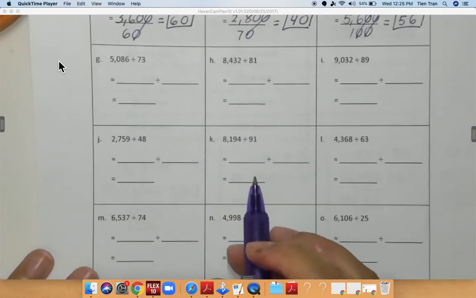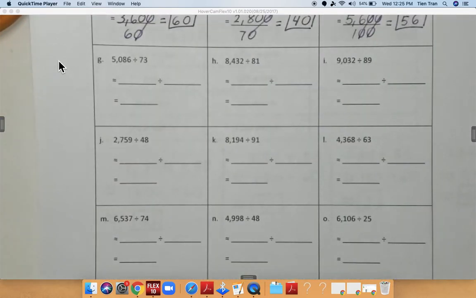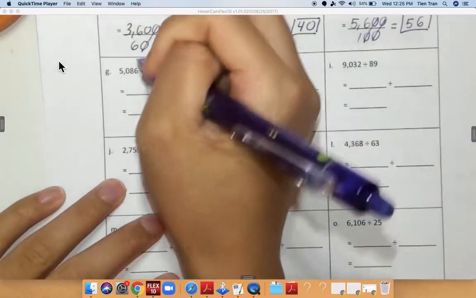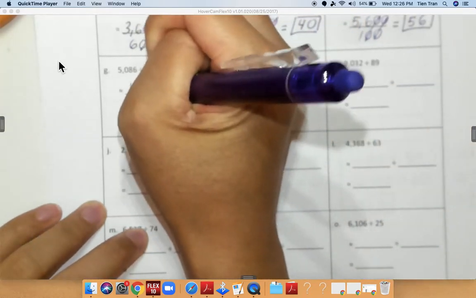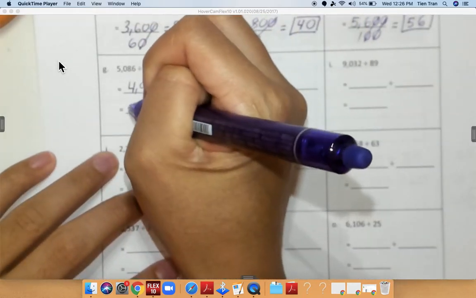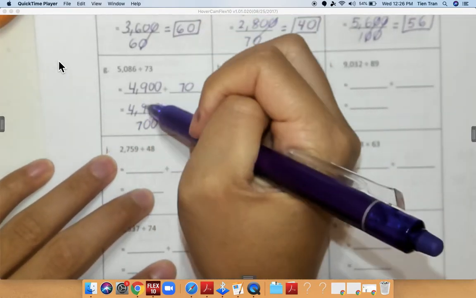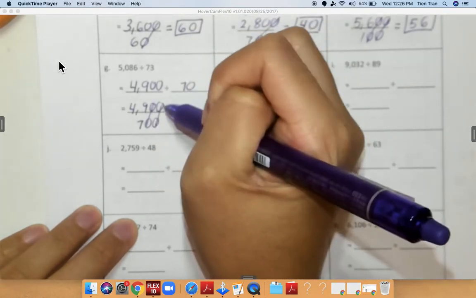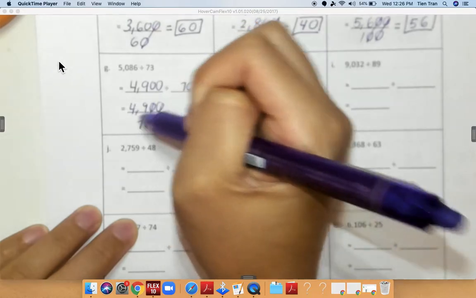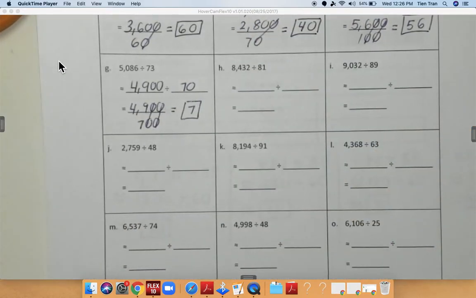For our next problem, we have problem G. We have 5,086 divided by 73. 73 can be rounded to 70. So I can round 5,086 to 4,900 to have an easier estimate. So in this case, I'm going to cross off my zeros because 0 divided by 0 is equal to 0, and 49 divided by 7 is equal to 7. So my final answer is 7.